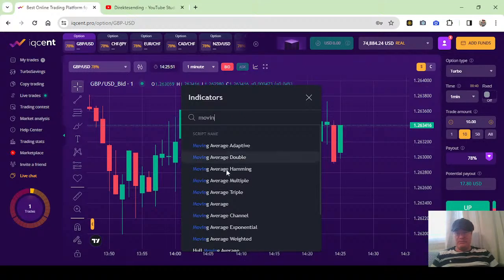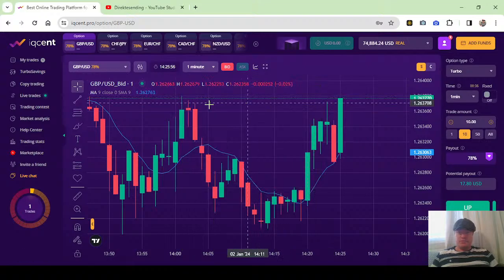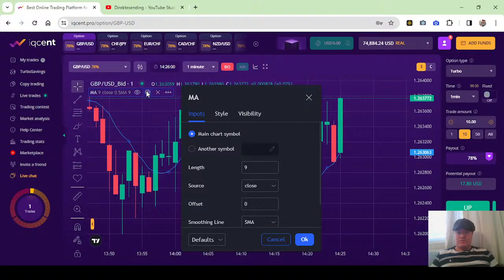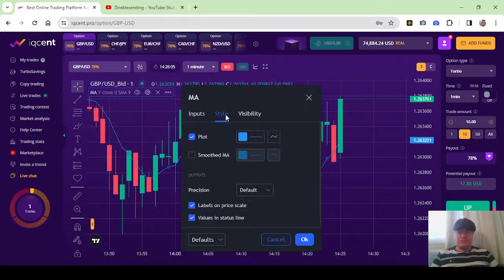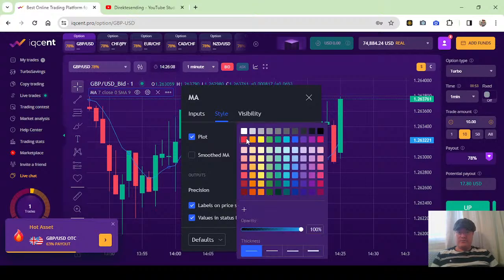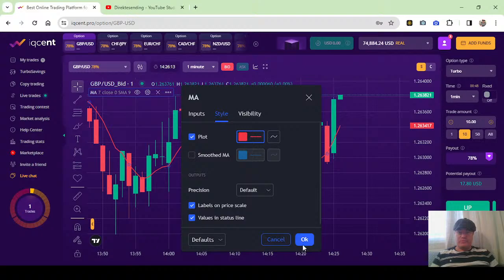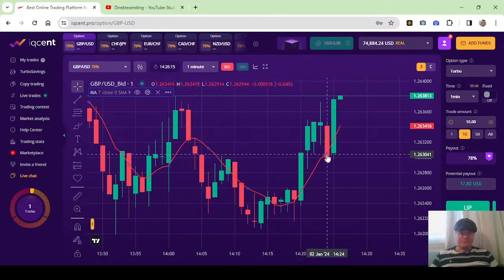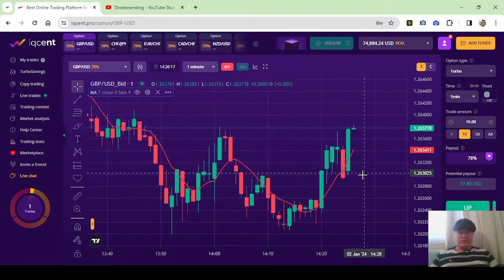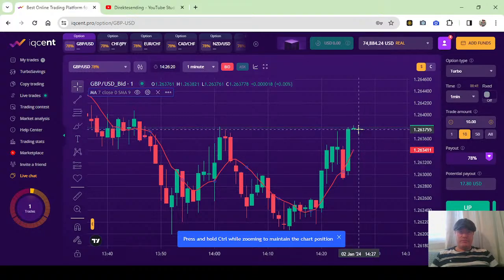Moving on. Let's add the one we have in the bottom here now, and let's change number 9 to number 7. We take the style to be red, and there we push OK. So with this one here, it's a trend following, so we are waiting for a bar to come down to this red one here, and we'll take a trade.